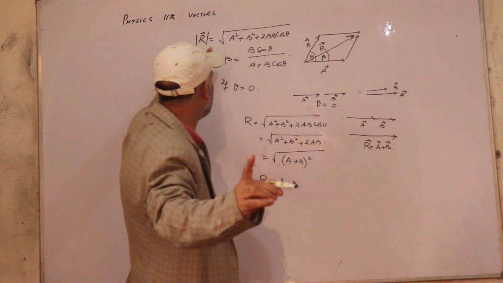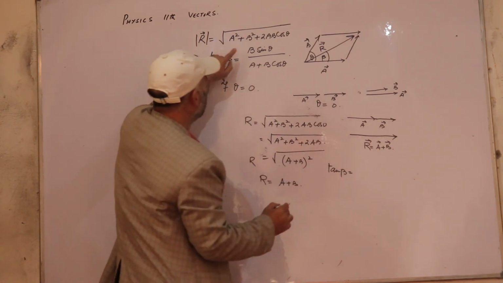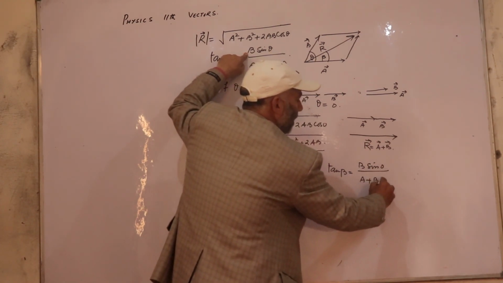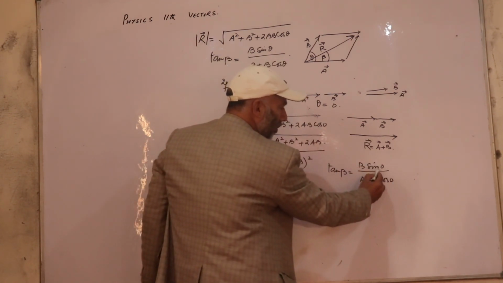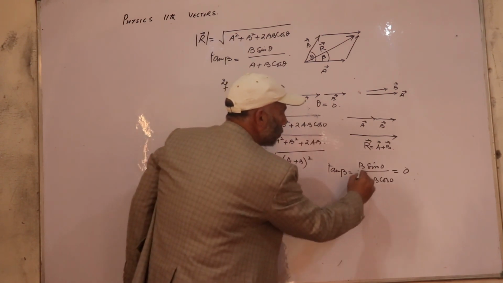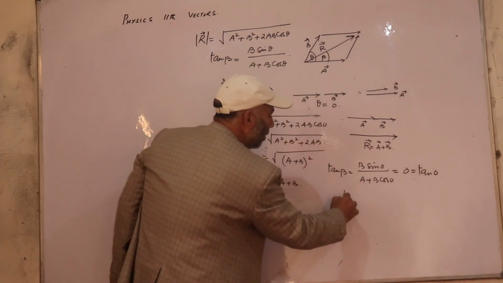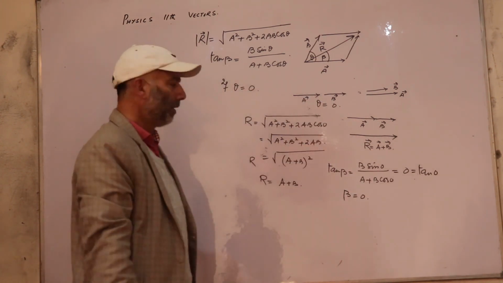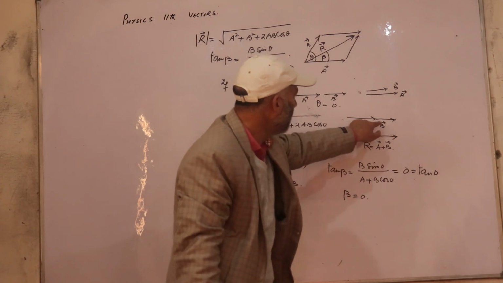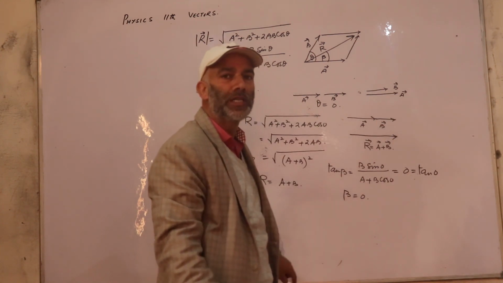Now the direction of the resultant. For the direction, we will make use of this equation. Tan beta is equal to B sin theta, that is sin 0, divided by A plus B cos 0. Since sin 0 is 0, multiplied by B is 0, divided by anything is 0, so tan beta is equal to 0. When is tan equal to 0? Yes, tan of 0. So beta is equal to 0. Beta equal to 0 means the resultant is in the direction of the vectors. That is clear from this figure: if A and B are in the same direction, the resultant also has the same direction, and we get that information from beta equal to 0.